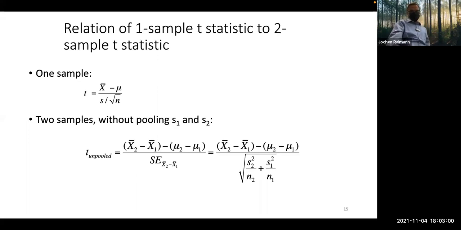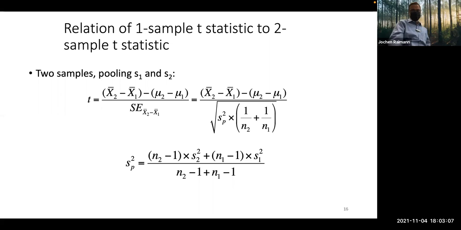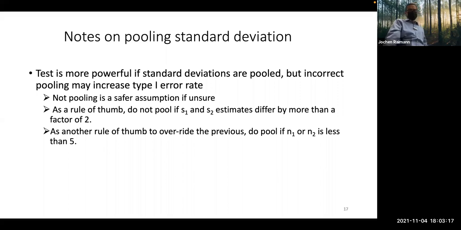Here it is without pooling, but this arithmetic is not necessarily too central now. If you pool it, you simplify it, and you can calculate either your set or your t. So, pooling or not pooling?